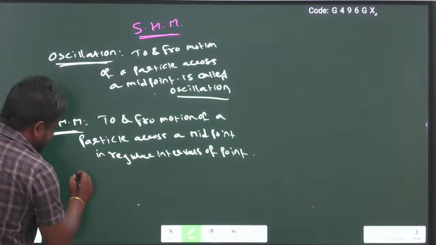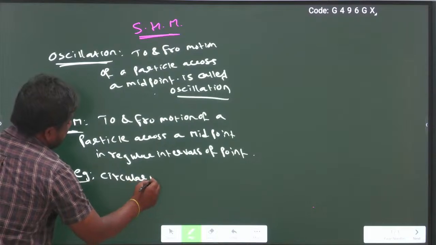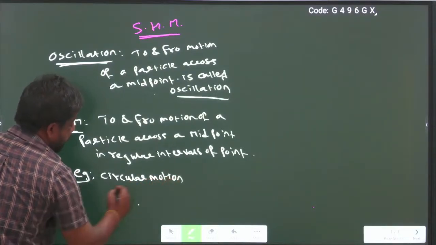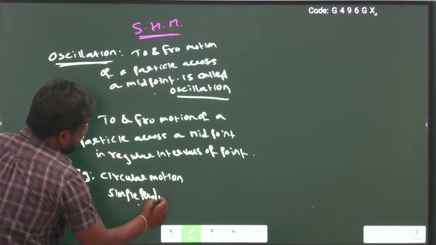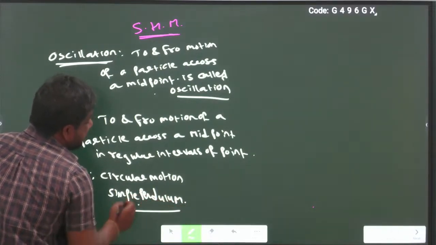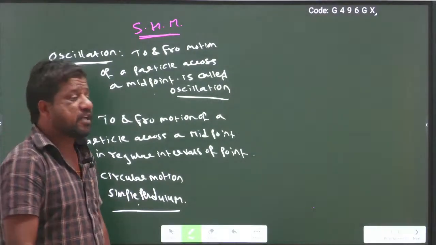In our syllabus the examples given are, first, circular motion, and next, the simple pendulum. These are the two examples given in our syllabus. We need to go into detail about the simple pendulum in the chapter.